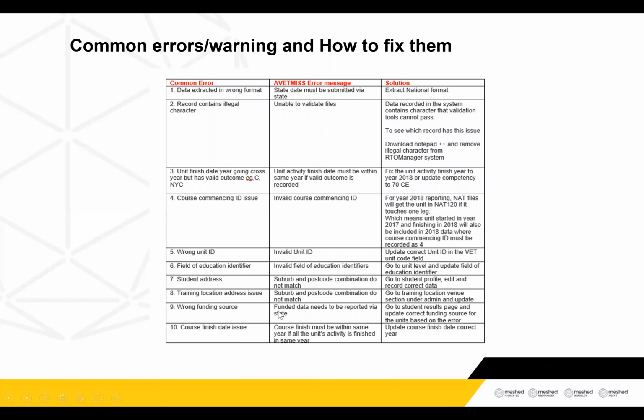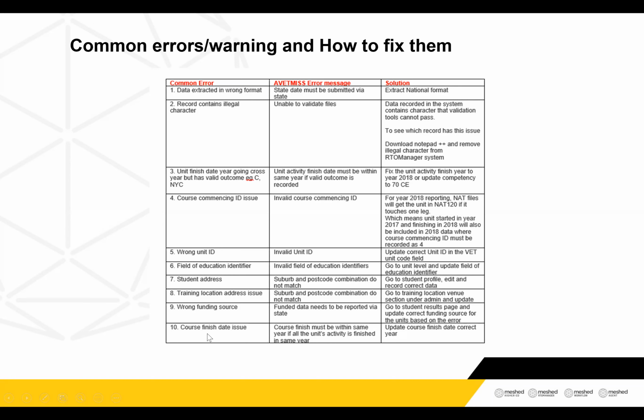Then the next one is wrong funding source. Let's say the student is international, but you have given the funding source as domestic fee for service. Or if they are domestic, you are recording it as international fee for service. So it's just not the right funding source. Again, the system is smart enough to default the right funding source, but the user can change and override. So that's where you may find this kind of error.